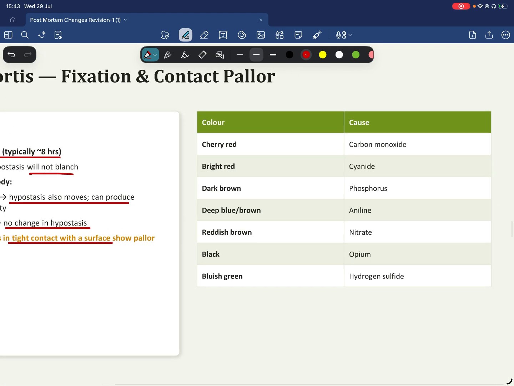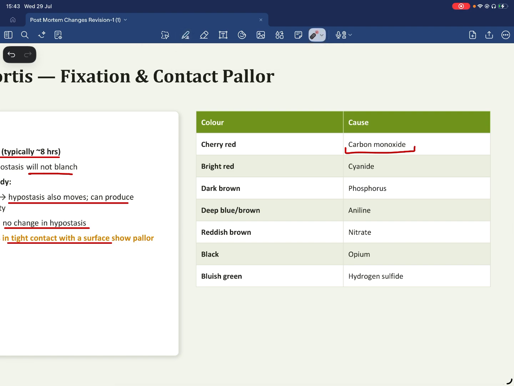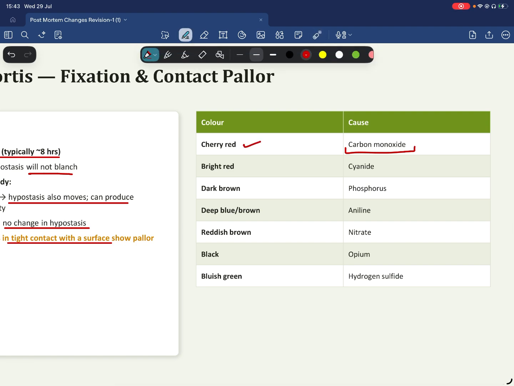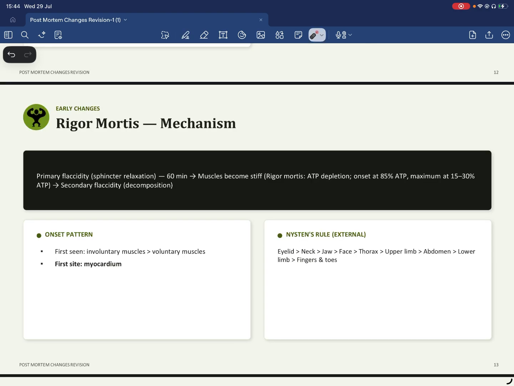Depending on some causes of death, there is change in color of post-mortem hypostasis. In cases of carbon monoxide poisoning, the color is cherry red. In cyanide poisoning, it is bright red. In phosphorus poisoning, it is dark brown. In aniline poisoning, it is deep blue. Nitrate, it is red brown. Opium, it is black. Whereas hydrogen sulfide, it is bluish green.